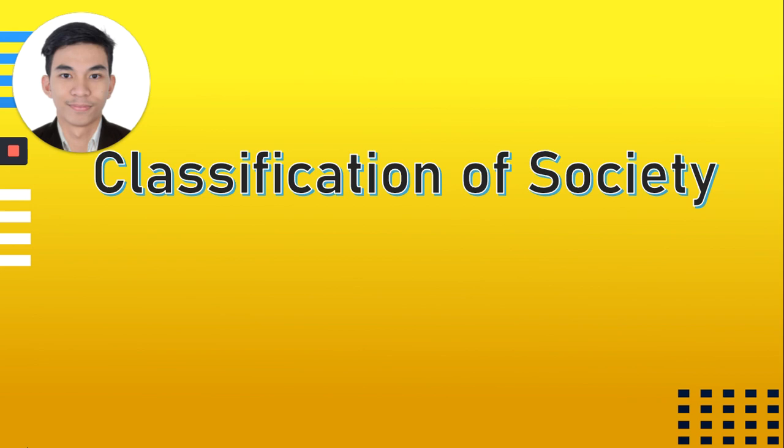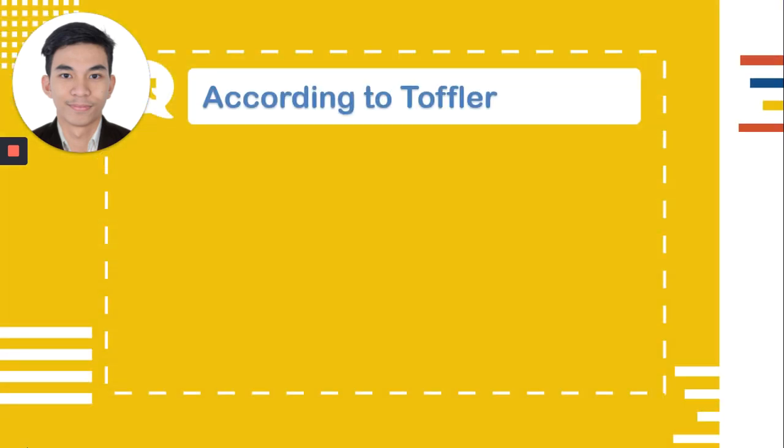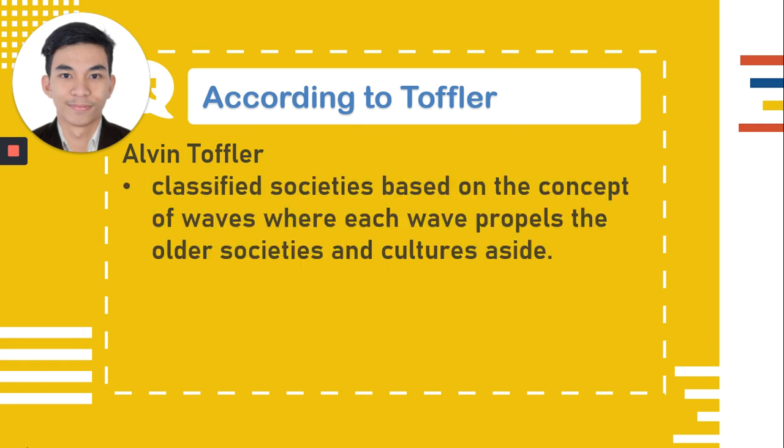And then, according to Alvin Toffler, he also classified society. Okay, si Alvin Toffler is an American writer and futurologist who focused his writing on technology expansion and its impact on the society, which he called information overload. And dito po yun sa book niya na Third Wave, he classified societies based on the concept of waves, where each wave propels the older societies and cultures aside. So kumbaga parang wina-wipe out yung existing society ng new wave of society.